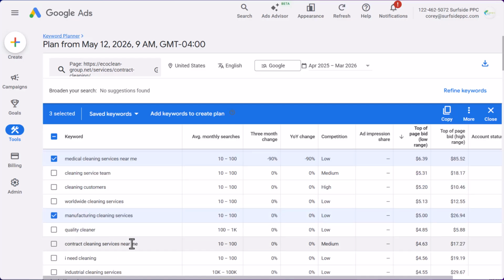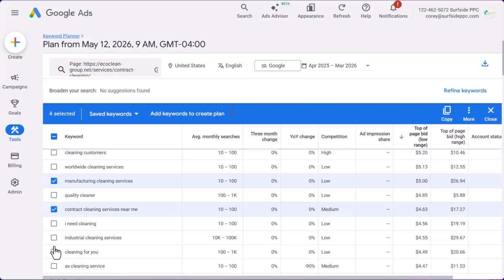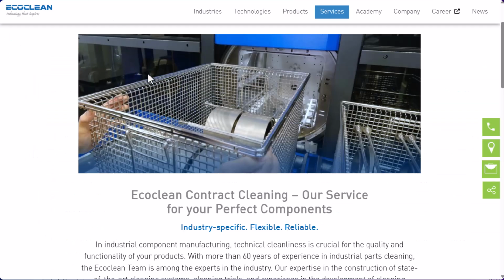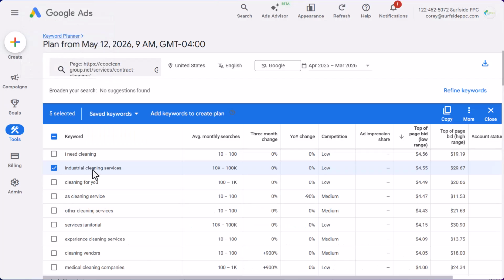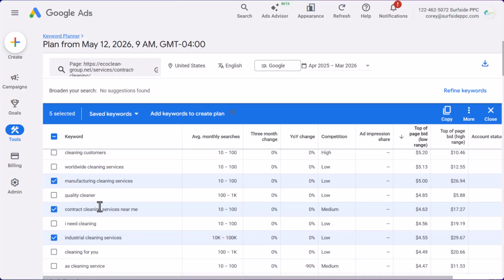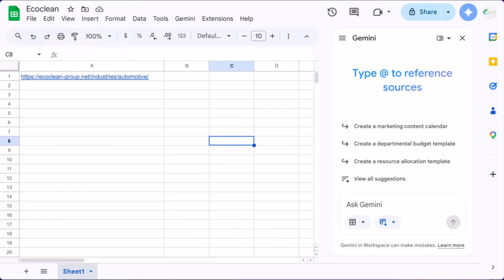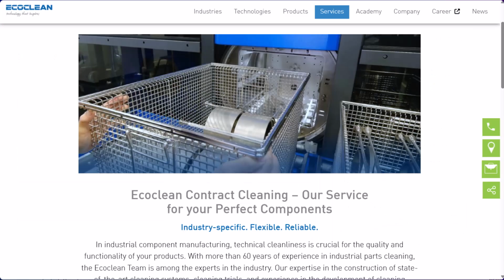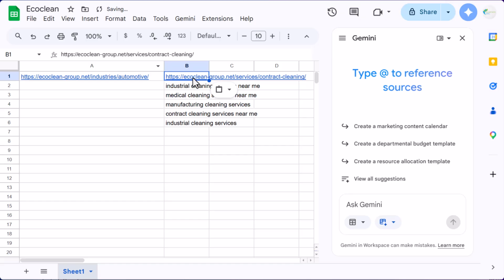Contract cleaning services near me is one I would just double check and make sure that it is going to be related to industrial manufacturing. See, AS cleaning service, I'm not sure what that is. And that could be something related to what they do. But this is an easy one. Okay, cleaning contracts, we take these 5 keywords, you copy them, you can come right over here into your spreadsheet. And this is where I would start pasting these keywords in here. Take your page, come over here, and we're going to paste that right here.